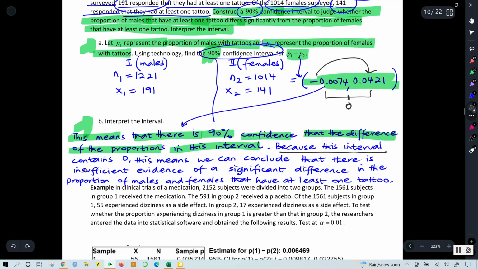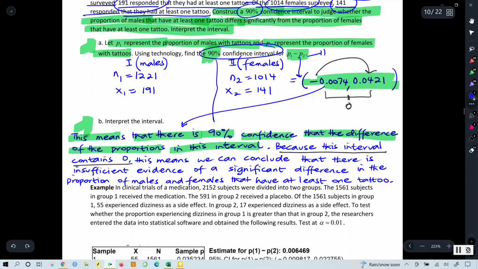Anytime this interval contains what? A 0, it is immediately telling us that the null hypothesis holds true in this case. That is, we don't have enough evidence in support of the alternative hypothesis.